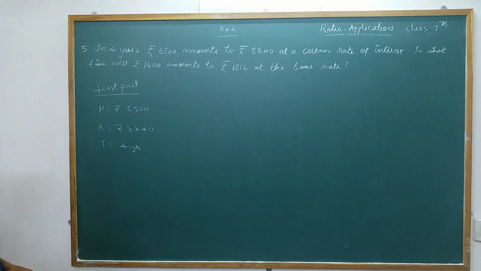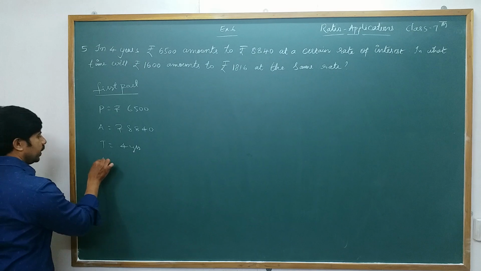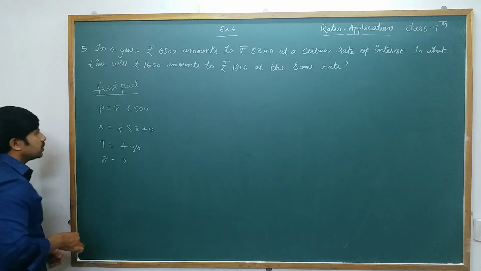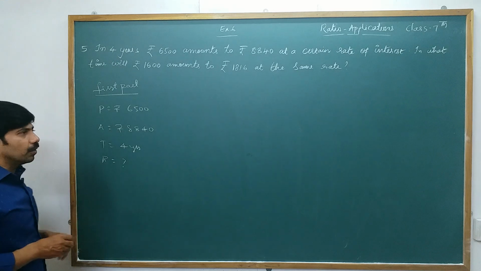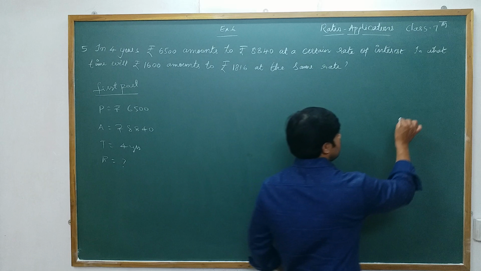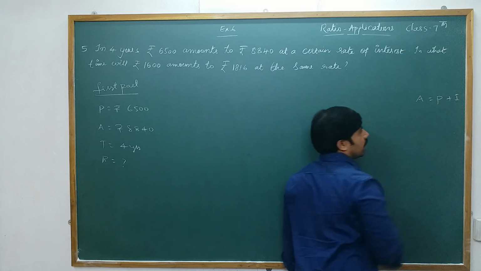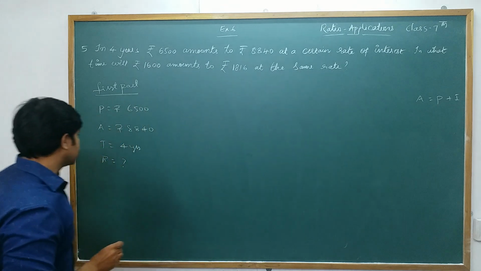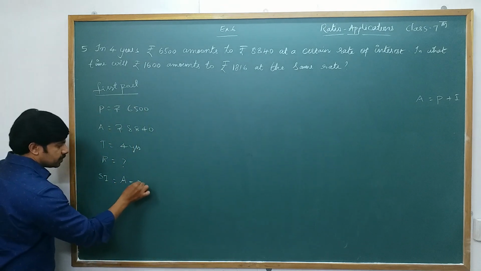Now in the first case we have to find out R, because we have everything except R. So first we'll find out the interest. See how to find I. We know the amount is equal to P plus I. So what is I? Amount minus principal. I or SI, it is the same. It is amount minus principal.